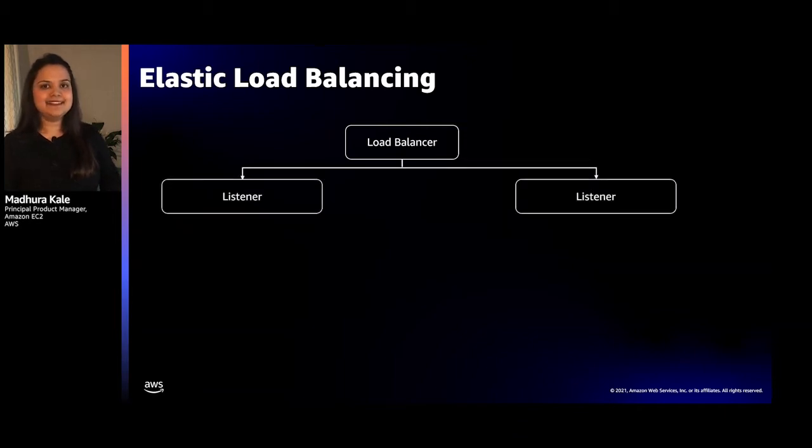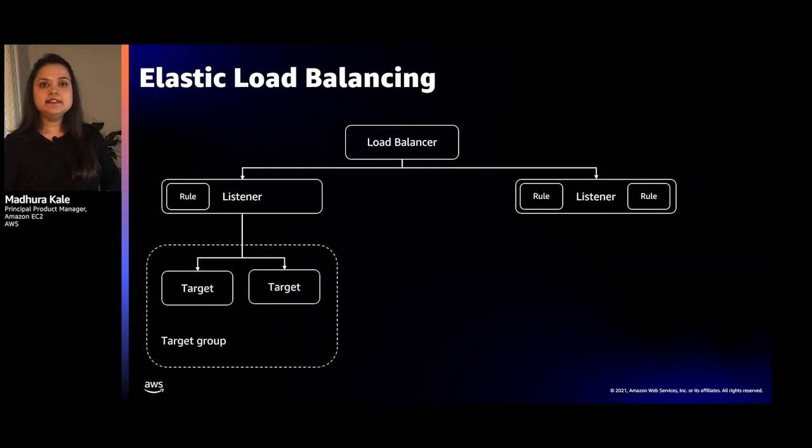The second is listeners. You can configure one or more listeners for a load balancer, each of them listening on a port and protocol number. The listeners are also configured with rules, and these rules conditionally take actions on the incoming request, whether it's forwarding or redirecting these clients. The third is a target group itself.